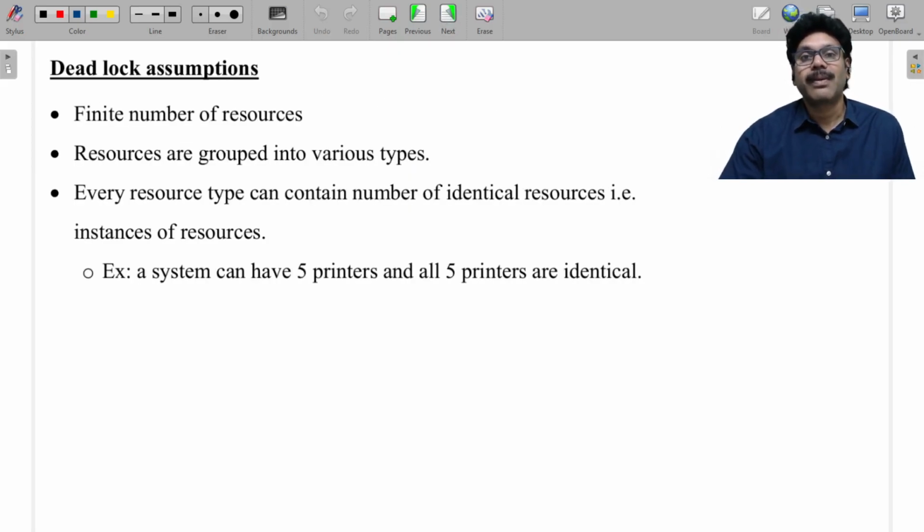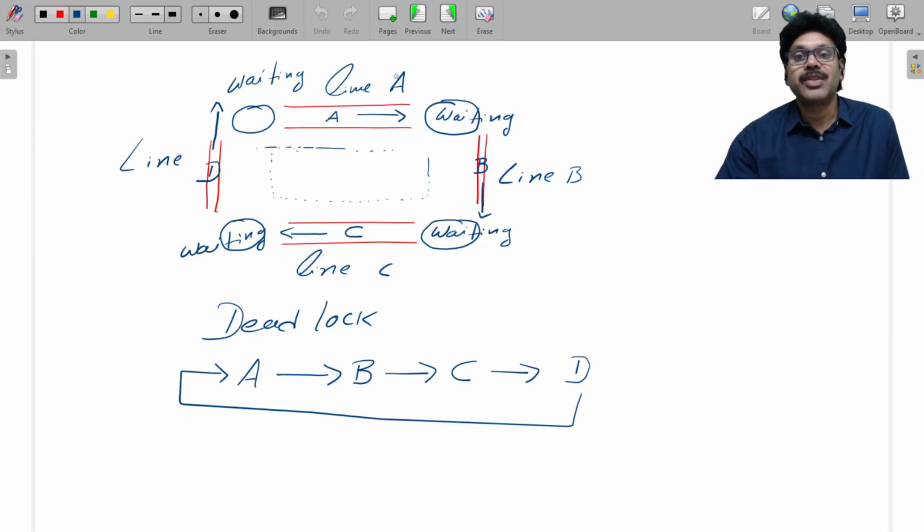So, deadlock assumptions. It is only possible because there is a finite number of resources. According to our previous example, the resource is very limited. Why do I say limited resources? Because you have only one lane. For example, if another lane were available, vehicle A, if it knows that lane B is blocked, could traverse in another direction. If there is any other lane connected to this, and B comes to know that lane C is blocked, then it could traverse in this direction.